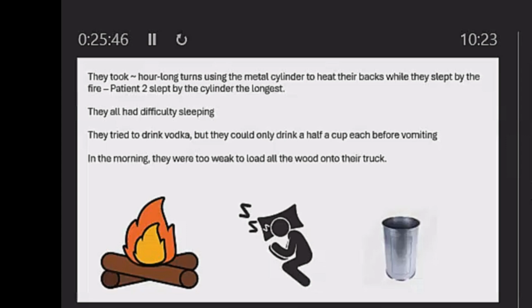They all had difficulty sleeping, and they tried to drink vodka, but they could only drink about half a cup before they started vomiting. And these were like Georgian woodcutters from like 20 years ago. They can drink a lot of vodka. Anyways, in the morning, they were too weak to load all the wood onto their truck, so they just left the remaining wood on the ground and left.